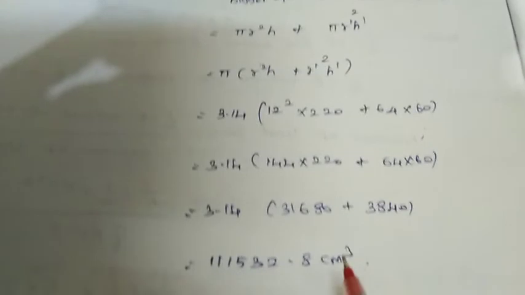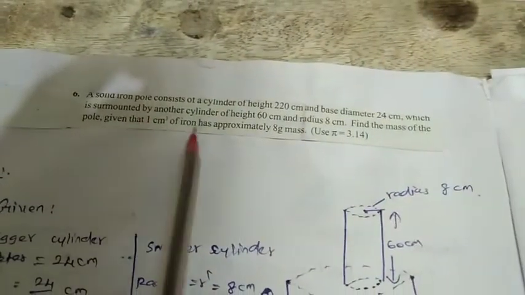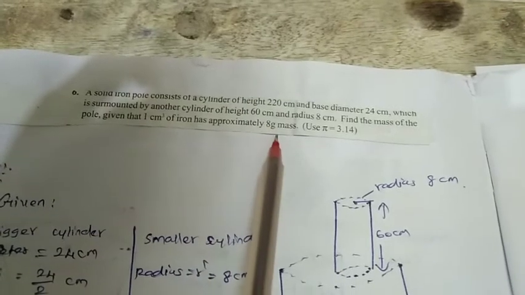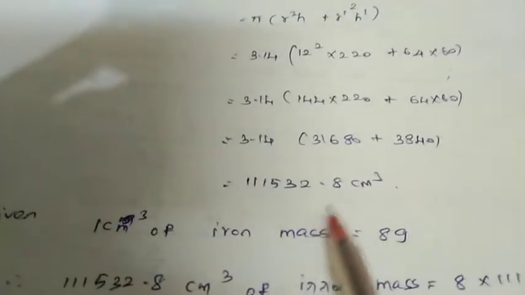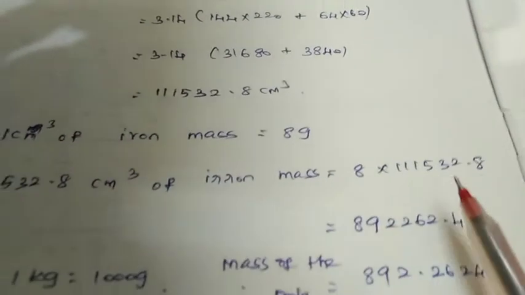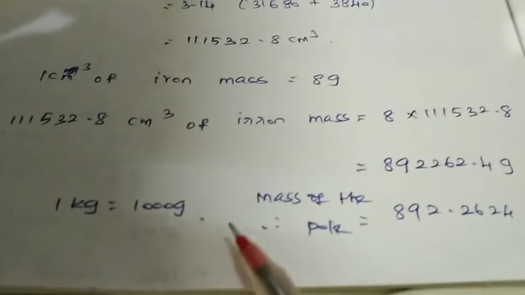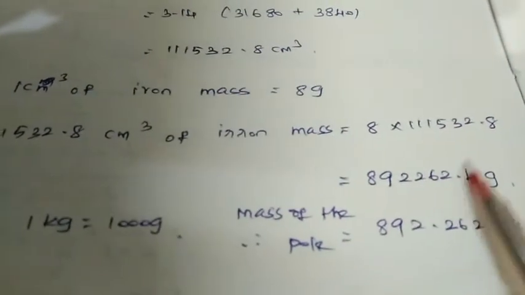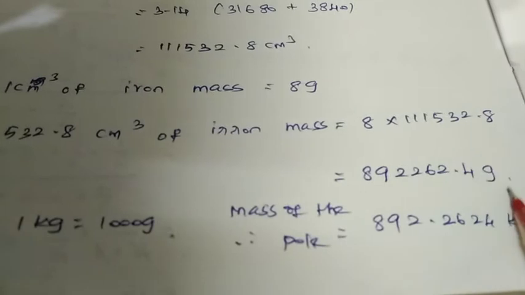Next, in that question, for 1 centimeter cube, iron has approximately 8 gram. So for this much centimeter cube we need to multiply: the mass of iron equals 8 into that centimeter cube. So their product is given, the approximate value we need to give. This one is in gram. Now we need to give it in kilogram.